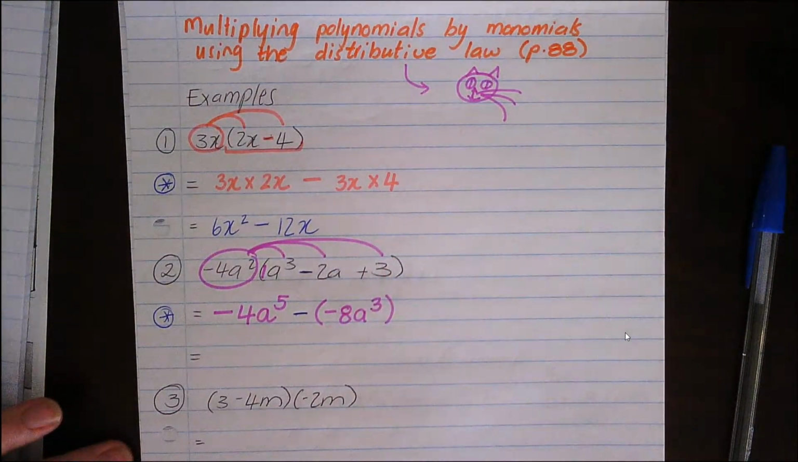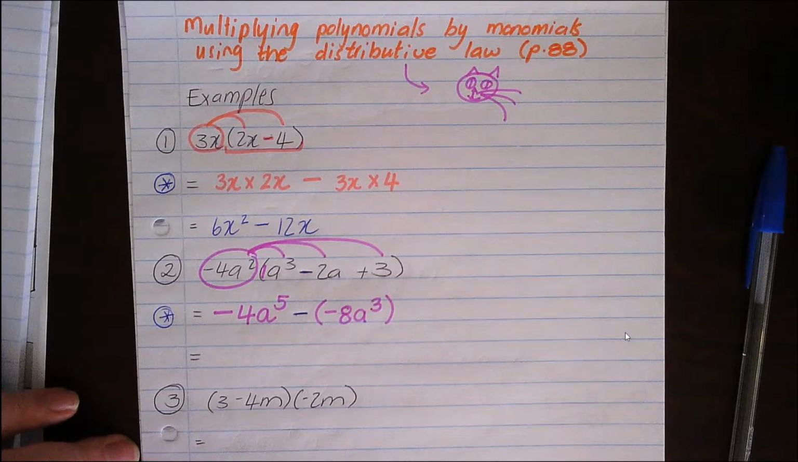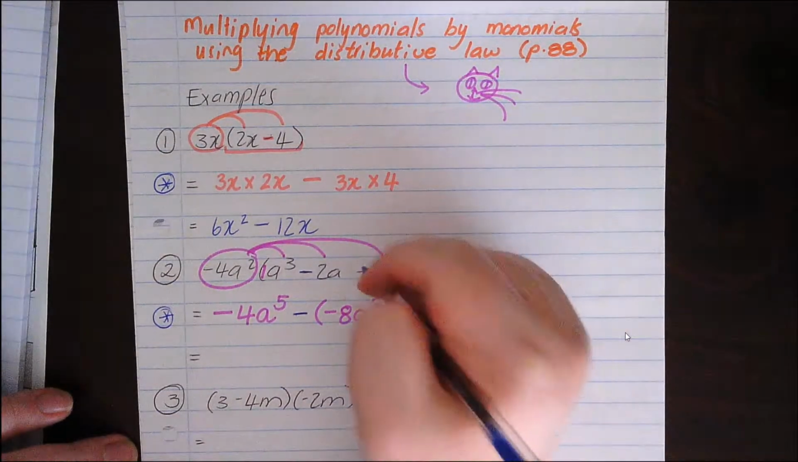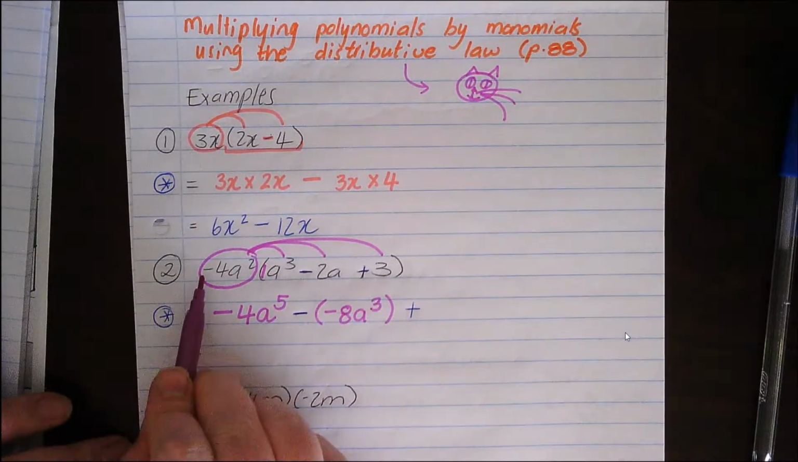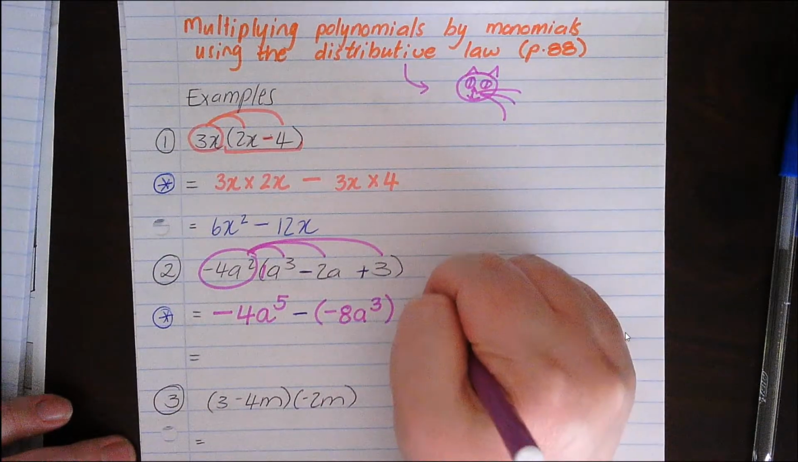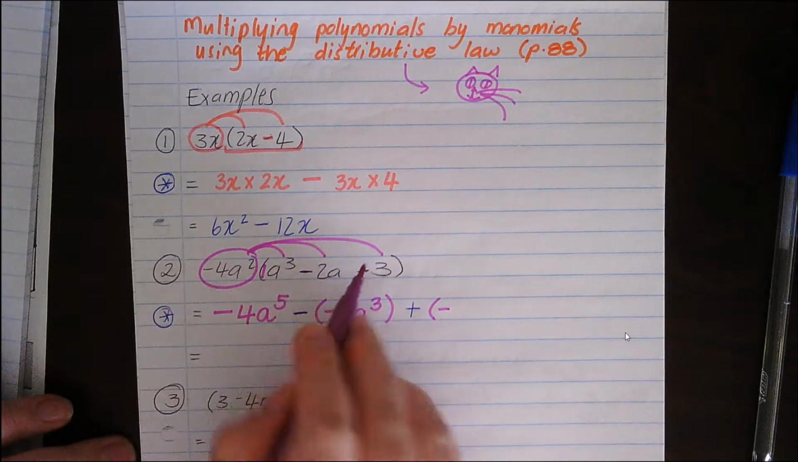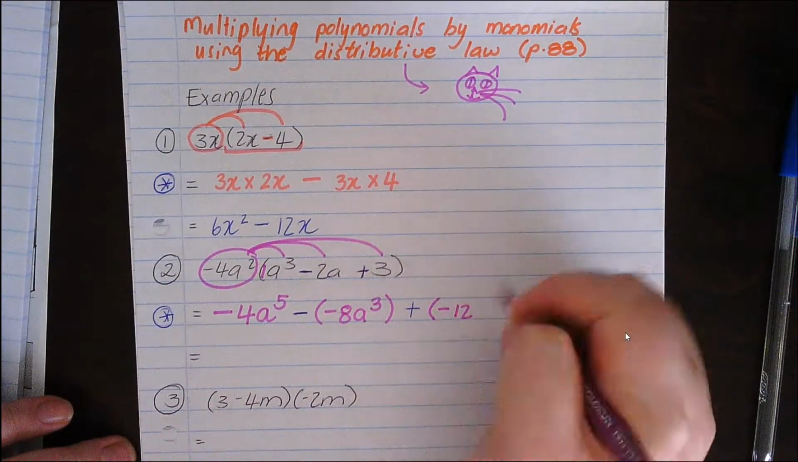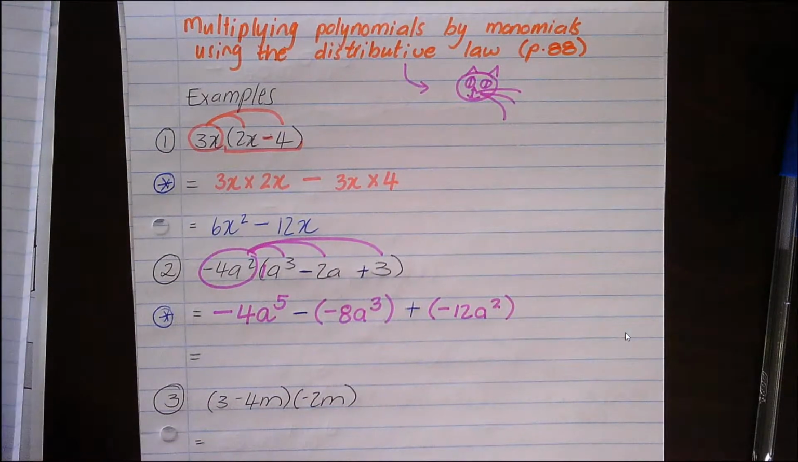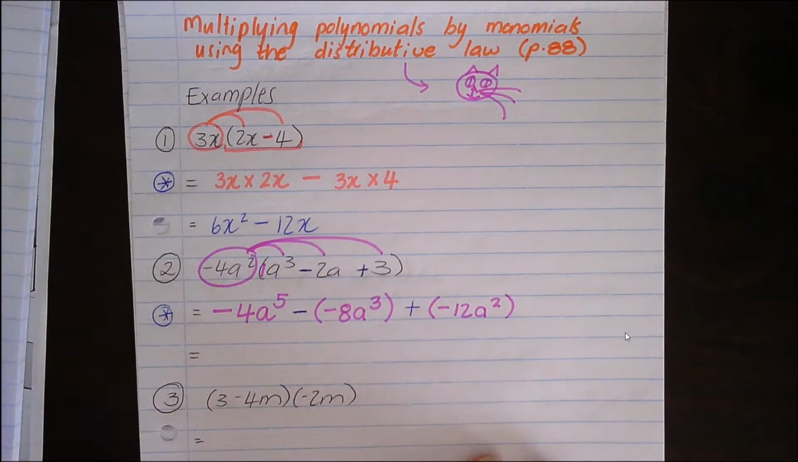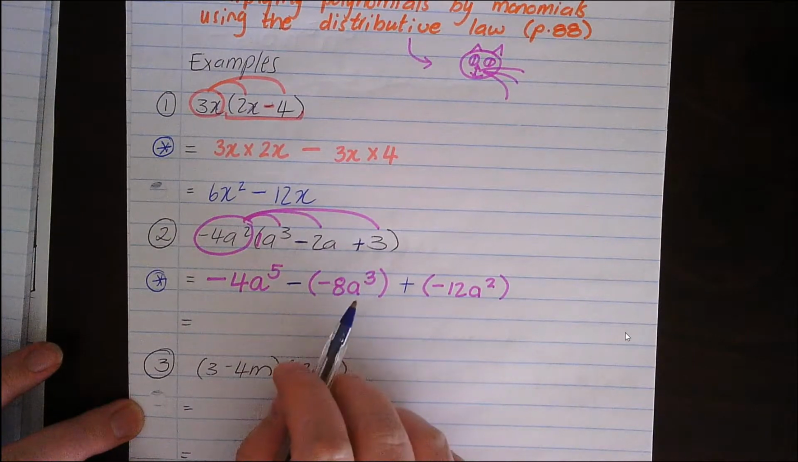Do you see what I mean with that step is actually confusing? You don't need it. And that plus comes down. And we have a negative times a positive, so that's negative. 4 times 3 is 12. a squared times nothing is still a squared. But let's have a look at how we do this without that step.